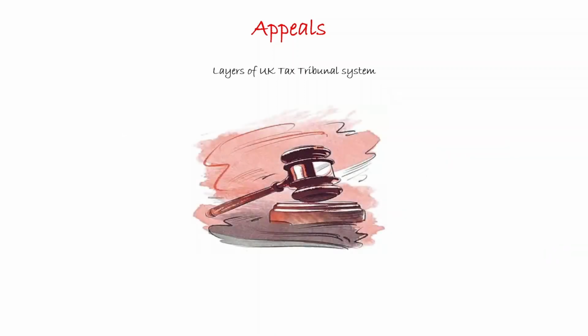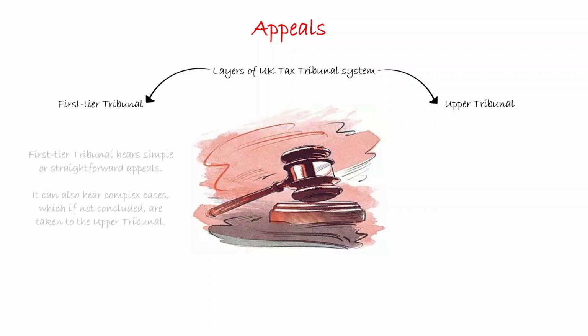There are two layers of the tax tribunal system in UK. First-tier tribunal and the upper tribunal. First-tier tribunal hears simple appeals, which usually get disposed of without a hearing, or straightforward appeals involving very less paperwork. It can also hear complex cases, which if not concluded, are taken to the upper tribunal.